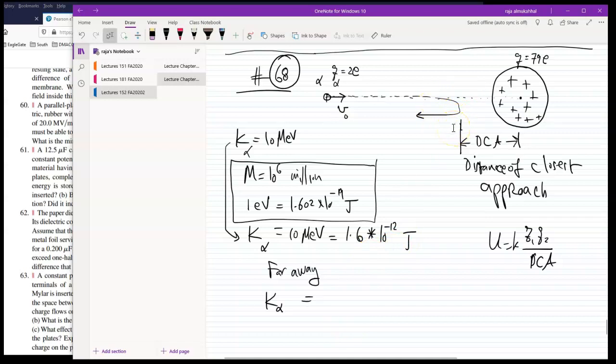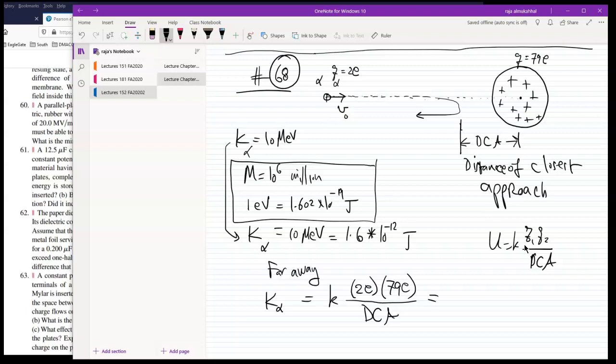Well, what is that potential? The potential is equal to this. So in this case, it's going to be K, the charge on the helium nucleus, which is 2e, and then times the charge on the gold nucleus, which is 79e, all of that divided by the DCA. And there we go. We're done with the problem. All I need to do is to solve for the DCA.